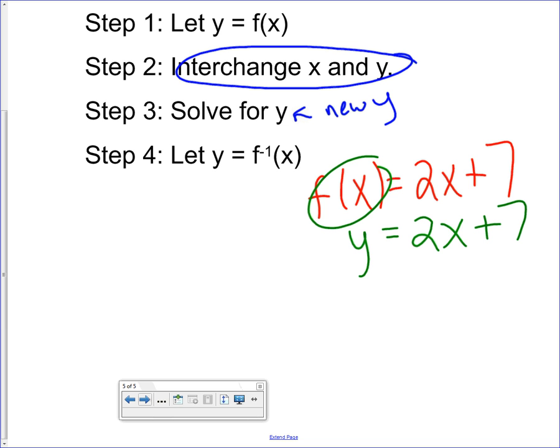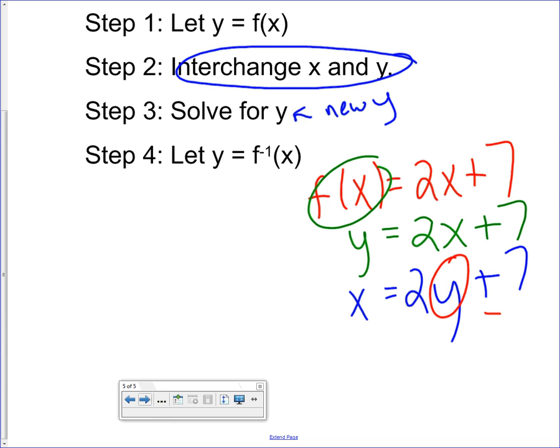So when I interchange, y becomes x, and x becomes y. Everything else stays the same. This is happening because the definition of an inverse is that your inputs and outputs are switched. Input is x, output is y. So your x and y's are switched. Once you've got this, you're going to solve for y.